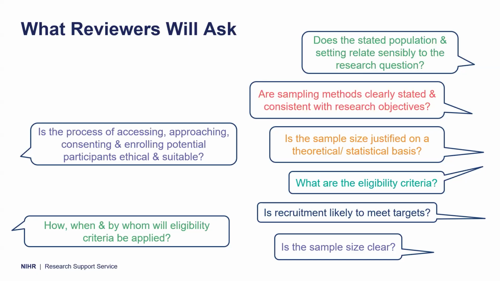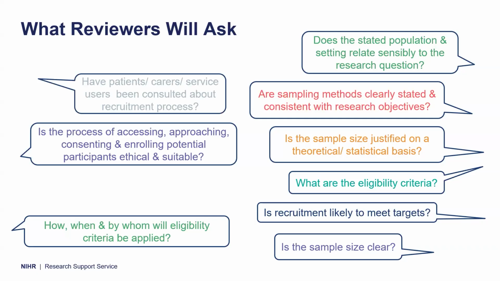And there's all sorts of groundwork you can do to check that you are likely to get the requisite numbers, and you can reassure reviewers. For example, you can look at the throughput of potential sites and apply your eligibility criteria and feasibility work to show that, in fact, there are enough people coming through. Have patients, carers, service users been consulted about the recruitment process? So does it make sense from their point of view?